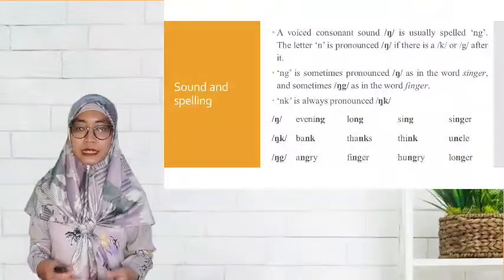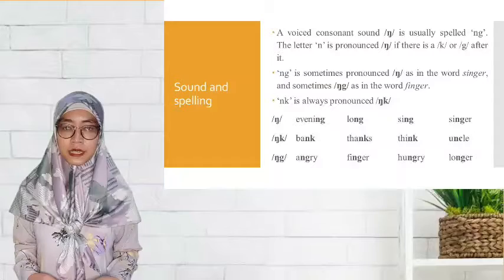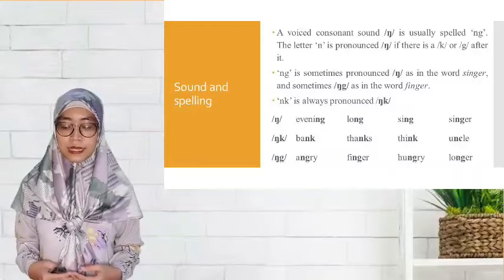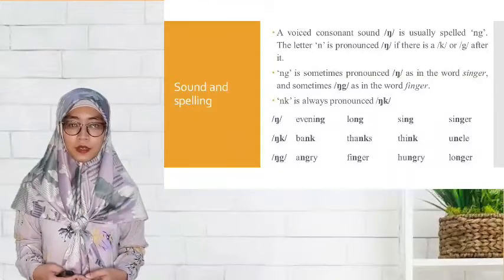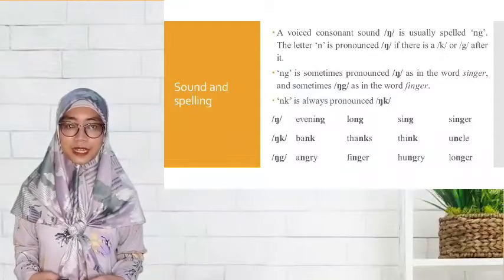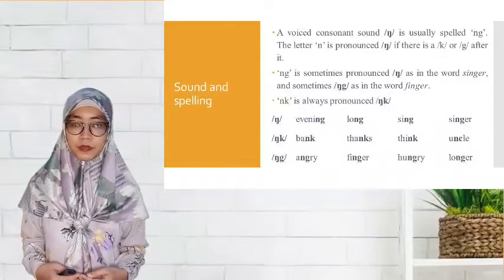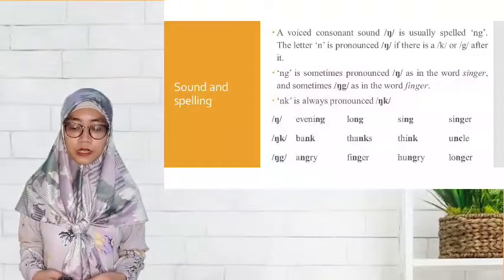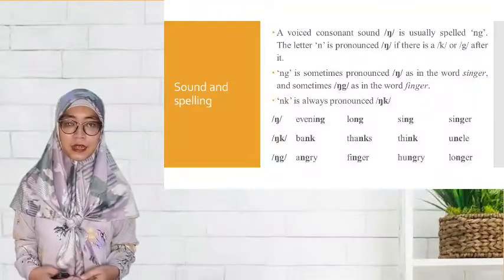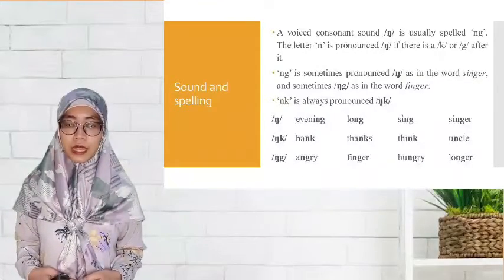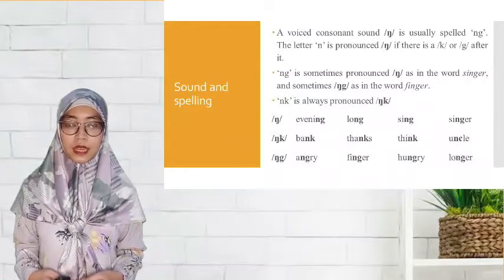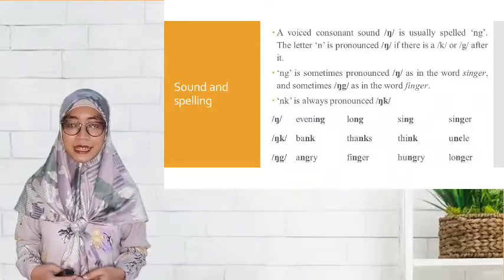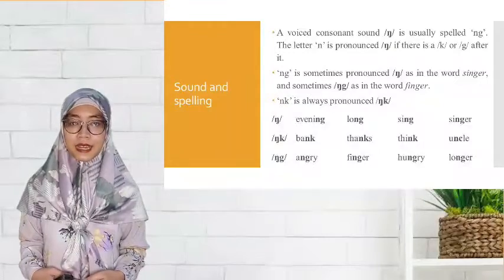The voiced ng consonant is usually spelled using N and G letters. And for the notes, the letter N is pronounced ng if there is a k or g after it. The ng letters are sometimes pronounced ng as in the word singer, but sometimes pronounced ng-g, like in the word finger. But nk letters are always pronounced ngk.